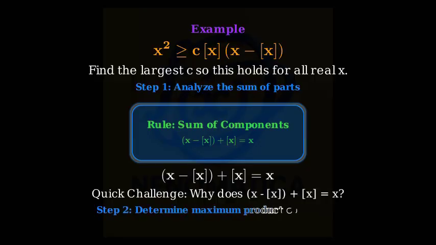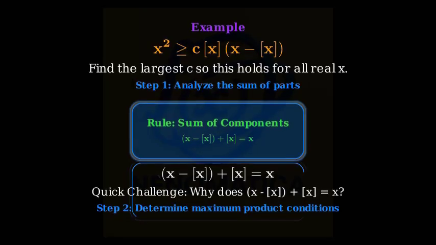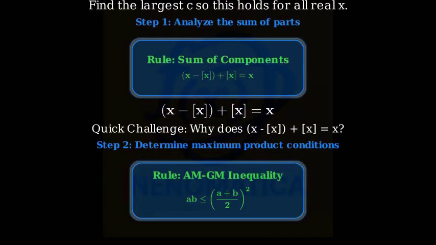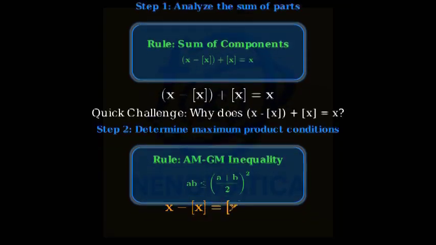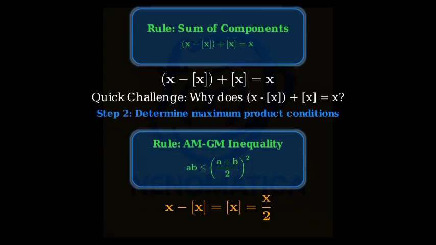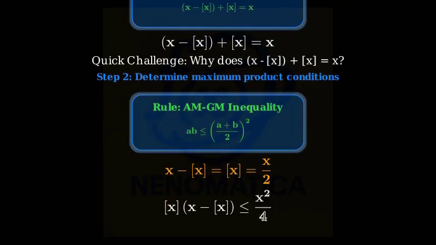Step 2. Determine maximum product conditions. When the sum a plus b is fixed, the product a times b is maximized when a equals b. We apply this idea to the pair x and a minus x. Set them equal to split the sum evenly. This tells us the largest possible value of the product. x times a minus x for a fixed a is at most a squared over 4. That upper bound is all we need.